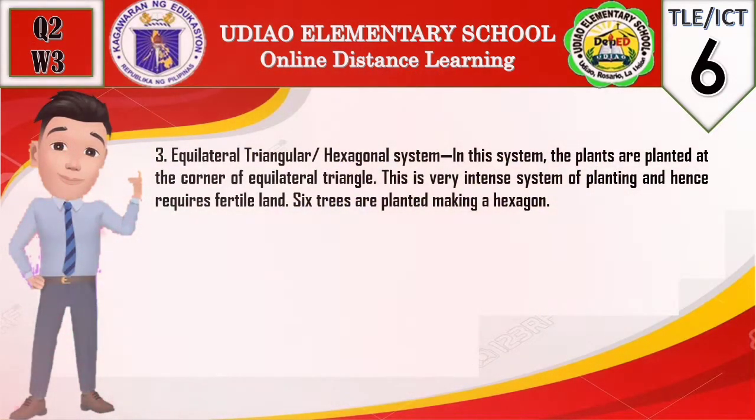Number 3, equilateral or triangular, hexagonal system. In this system, the plants are planted at the corner of an equilateral triangle. This is a very intense system of planting and hence requires fertile land. Six trees are planted making a hexagon.